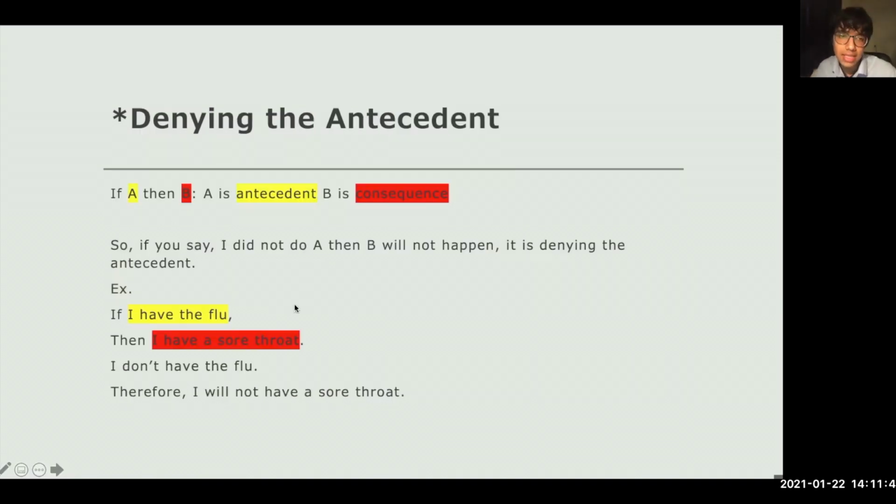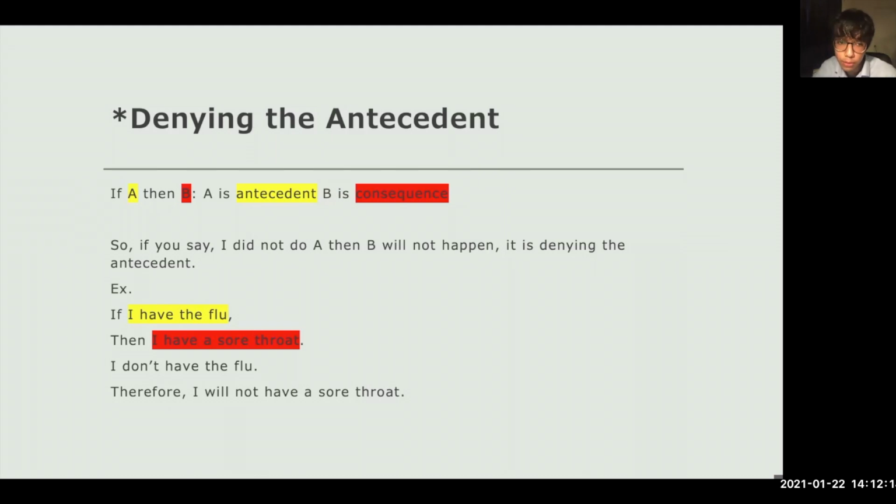All right, denying the antecedent. Now, this is a really important fallacy. It's usually for arguments of the following format: if A, then B. A is known as the antecedent. B is known as the consequent. So if you say, I did not do A, then B will not happen, it is known as denying the antecedent, right? Because the antecedent is A, and you're saying if A does not happen, then B will not happen.